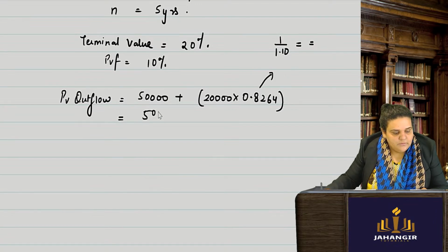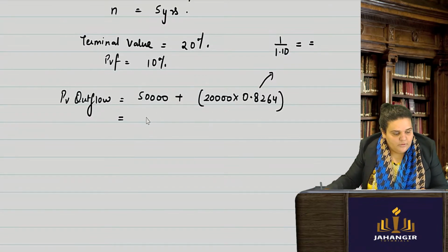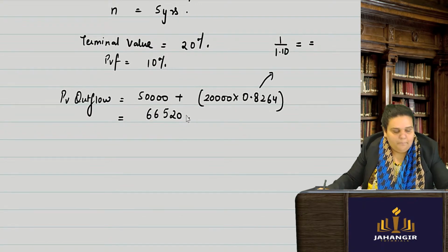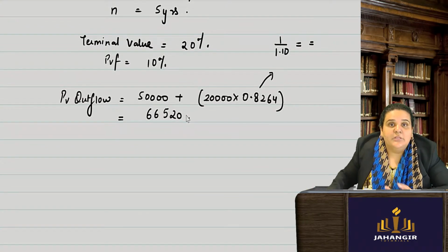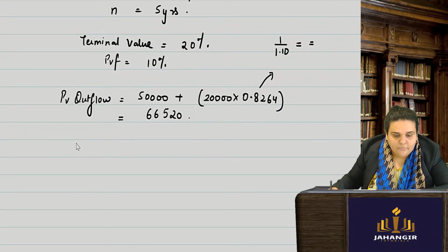So 50,000 plus this 20,000 into 0.8264. I have brought that to the present value, right? So it is 66,520 approximately. I have removed the decimals based on the MCQs given. Okay. Now, present value of my outflow is done. Now I have to do my inflow.